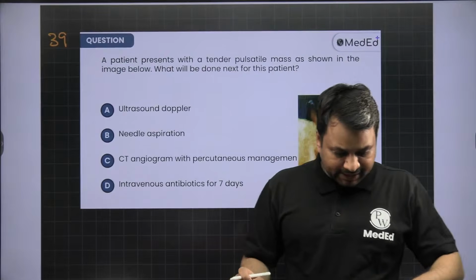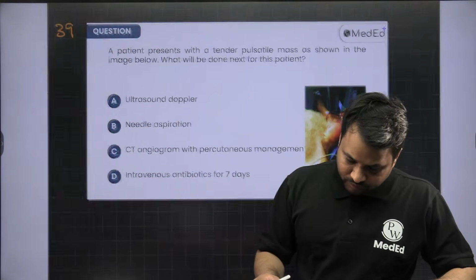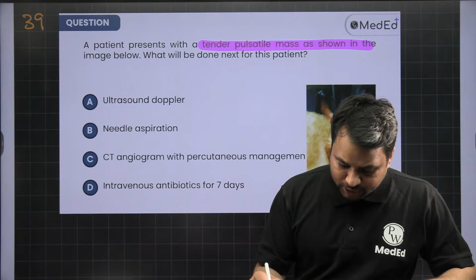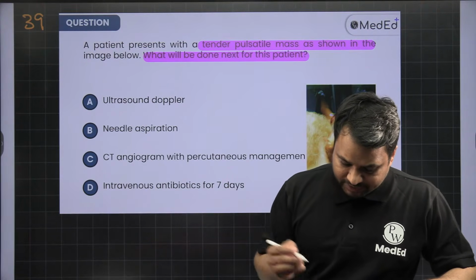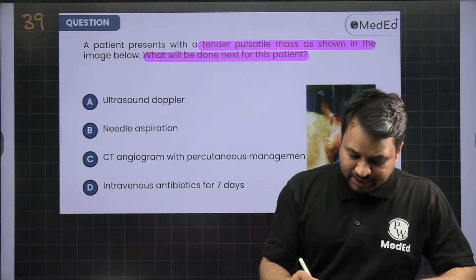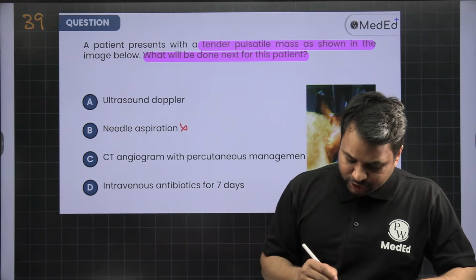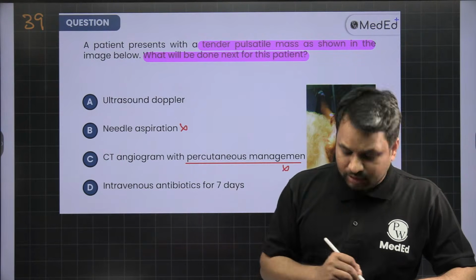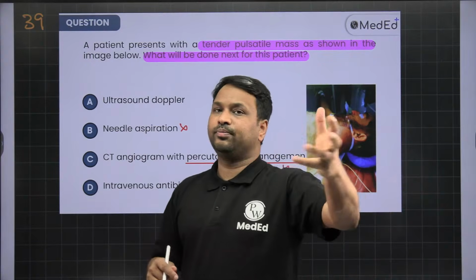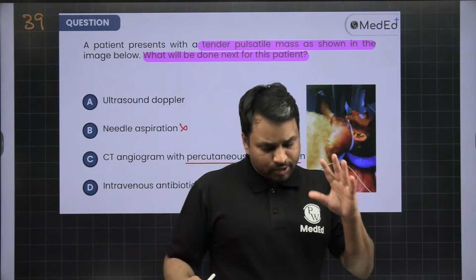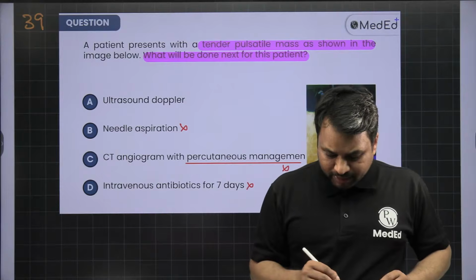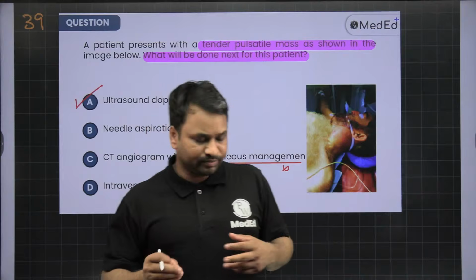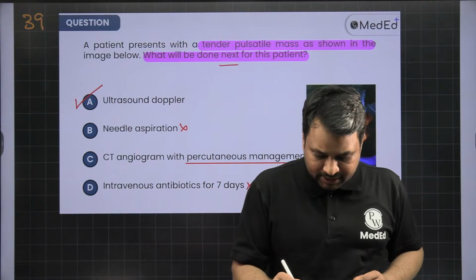Question number 39. A patient presented with a tender pulsatile mass as shown in the image. What is the next step in the investigation? When you have a pulsatile mass, it's a vascular mass. Never go with needle aspiration. Then it cannot be a percutaneous management. It could be carotid aneurysms also. So again, don't do it. No need for antibiotics. The answer is going to be ultrasound first and then do a CT angiography. They're asking the next step, so next is going to be ultrasound.